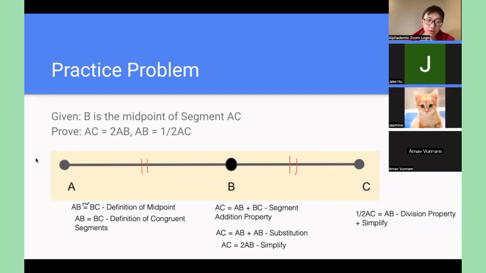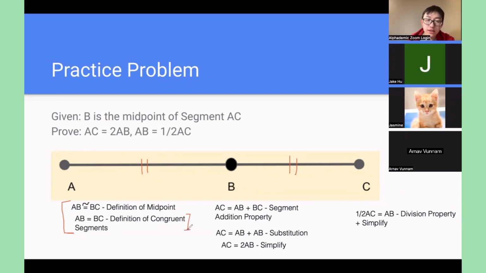And I think the main point to highlight here is these two: the definition of midpoint versus the definition of congruent segments, and what they determine. The definition of midpoint says that AB is congruent to BC, whereas the definition of congruent segments says that if these two segments are congruent, then they are equal. So keep these two key differences in mind, and when you are doing proofs, you have to first say definition of midpoint and then definition of congruent segments.